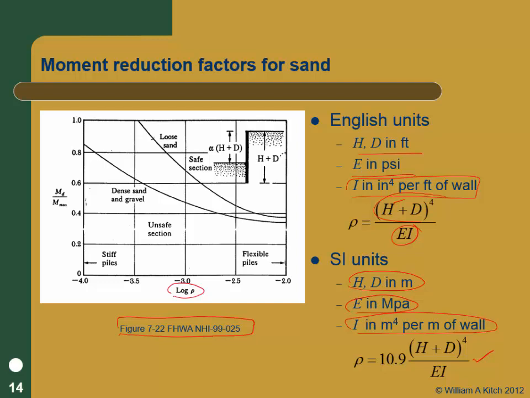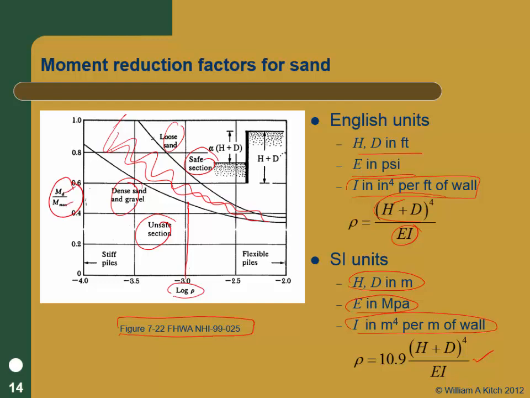And then once you know Rho, you just come in with whatever your Rho factor is, and there's a range of values here between loose sands on this side and dense sands on this side. You basically want to stay in this region. If you're below this region, you're in an unsafe zone. If you're above this region, you're in a safe zone, but you could also interpret that to mean an overly conservative zone. And what you get out of that is the MD over M max.